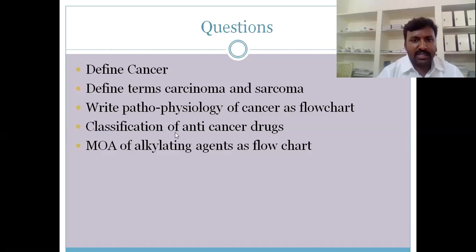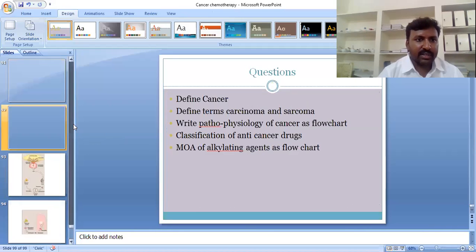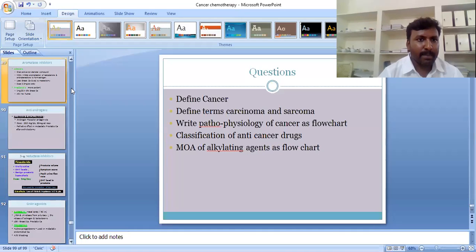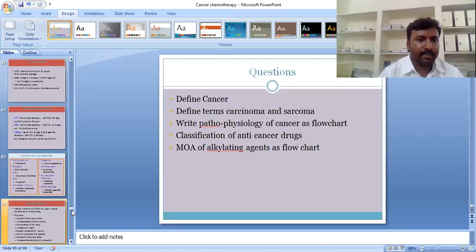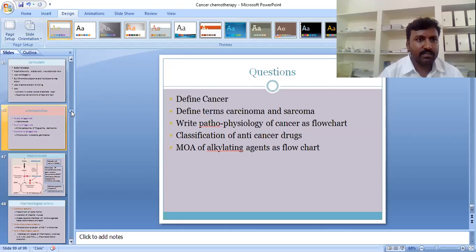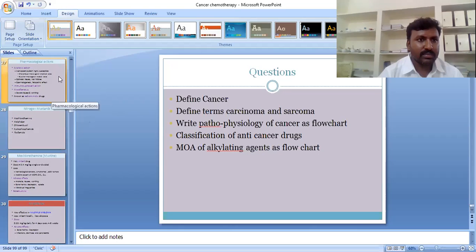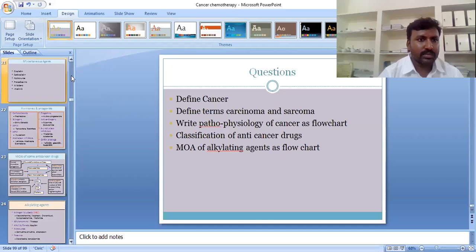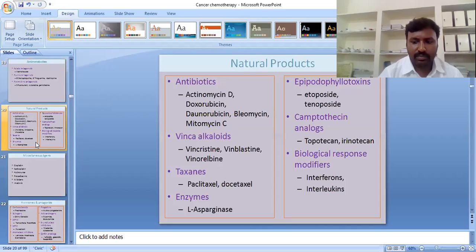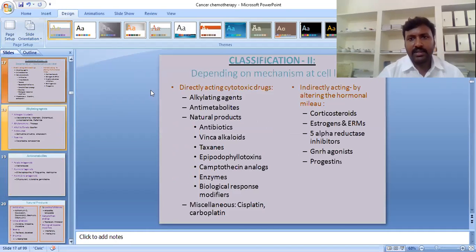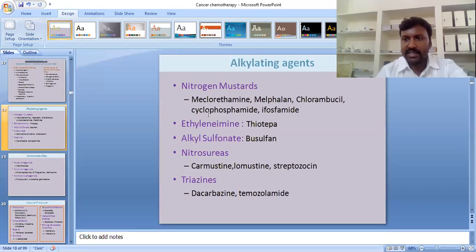And here, classification of anti-cancer drugs, the second classification I gave. This is the second classification. In that second classification, again a sub classification is there. You have to write the entire thing.